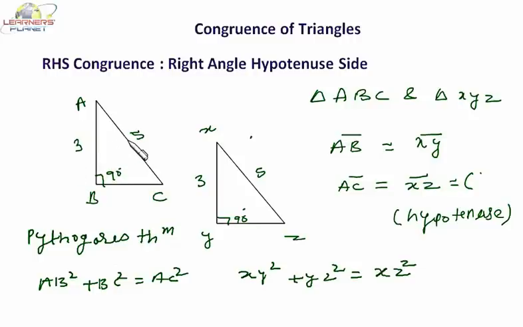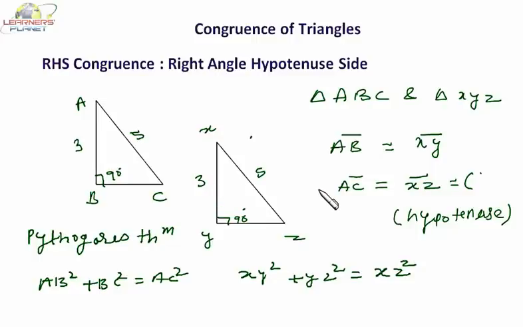That means if we know two lengths, that is AB and AC, we can calculate the third length. So in these two triangles, the two lengths, that is AB is equal to XY and AC is equal to XZ, are equal. Definitely the third length will also be equal. So if the third length is also equal, then this congruency is converted to SSS congruency. So these two triangles are congruent to each other. I hope you are clear.